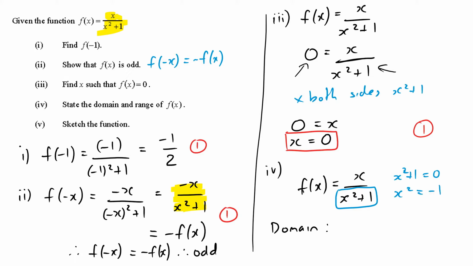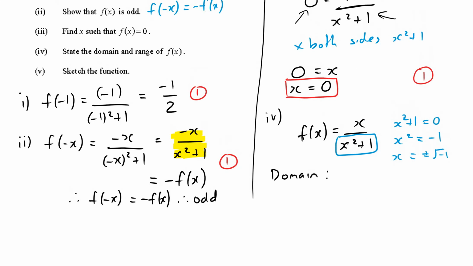x squared equals -1. Now, we know that this actually has no solution, because if you take the square root of both sides, you're going to get plus or minus the square root of -1, and that has no solution in the real number system. So what that tells us is that there's actually no restriction on x in terms of having that issue with the denominator. So the domain will be all real x. Okay, now for the range.